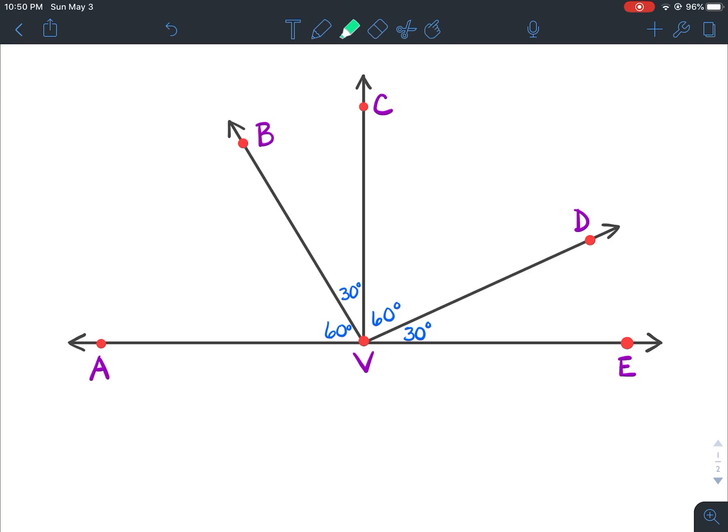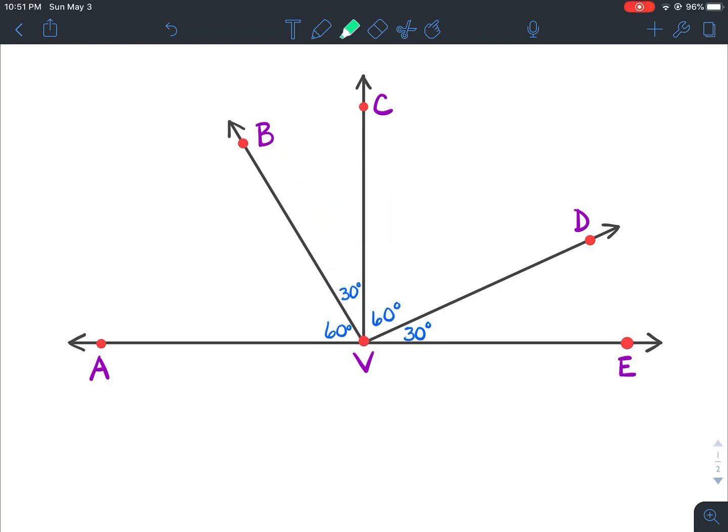All right, so complementary angles, 2 angles that add up to 90. AVB and BVC add up to 90 degrees. AVB and DVE also add up to 90 degrees, so they are complementary. CVD, DVE add up to 90 degrees, so they are complementary. CVD and BVC add up to 90 degrees, so they are complementary.